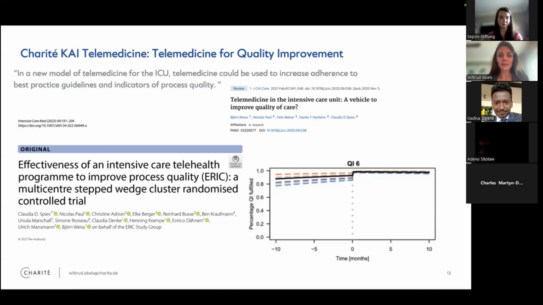And again, this is something that I very much recommend to anyone who wants to think about using telemedicine in their setting. Think about, how can I use telemedicine to improve the quality of care that we are providing for our patients?